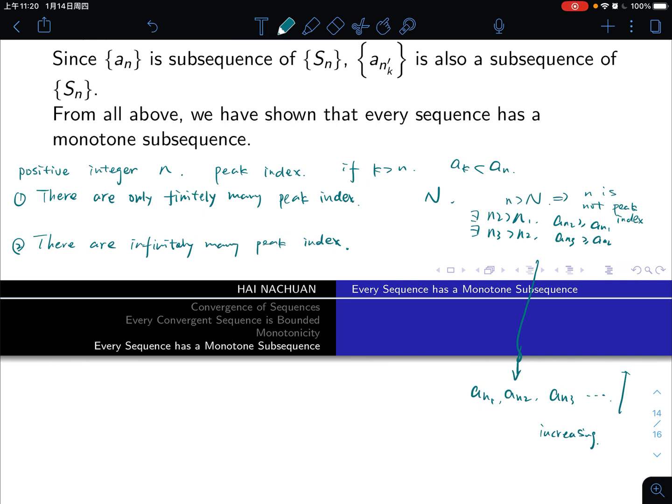In case 2, there are infinitely many peak indices. So we can have n1 smaller than n2 smaller than n3 and so on, and an1 bigger than an2 bigger than an3 and so on. So here ank is a decreasing subsequence. From all above, I think you must be very clear why every sequence has a monotone subsequence. I've introduced two methods here and some definitions that we are going to use in the proof.